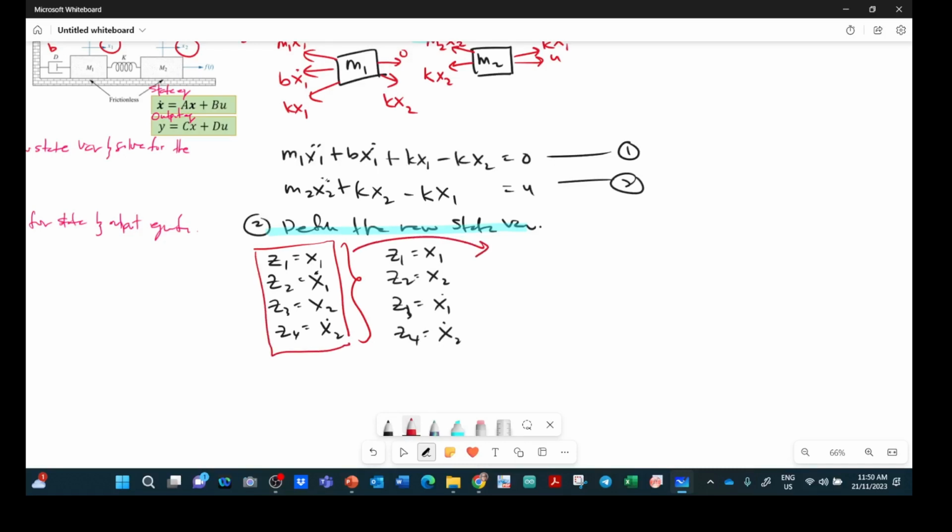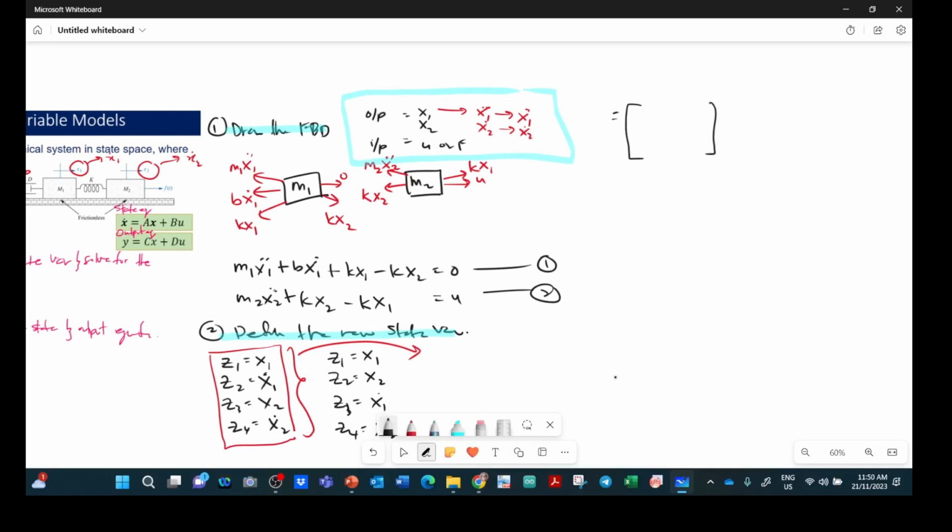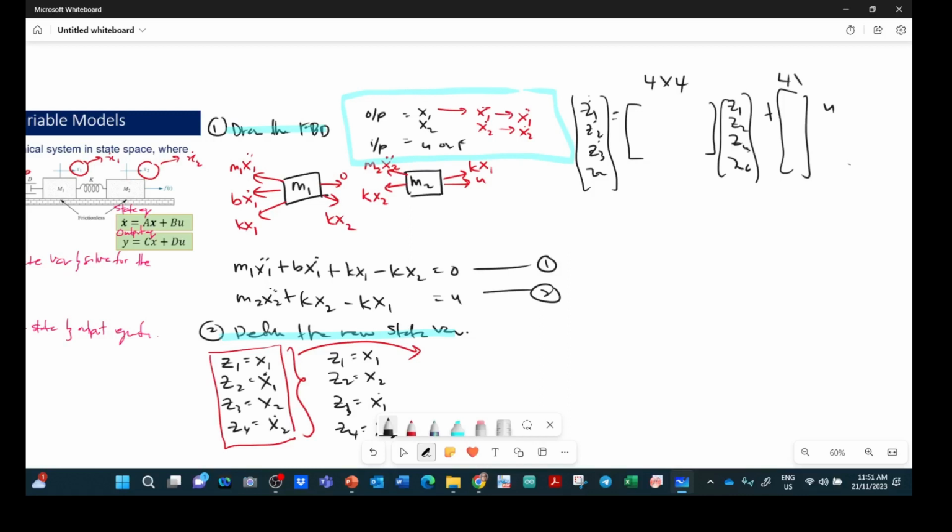So based on this, now we can see the format. We have Z1 until Z4, right? So we have the input Z1, Z2, Z3, Z4. So you have here Z1 dot, Z2 dot, Z3 dot, Z4 dot, plus B and plus U. B will not be that large. So basically this one will be a 4 by 4 matrix, and this one will be a 4 by 1 matrix.